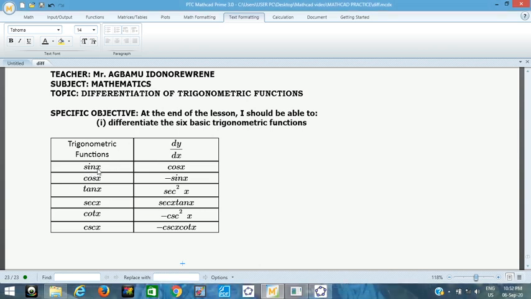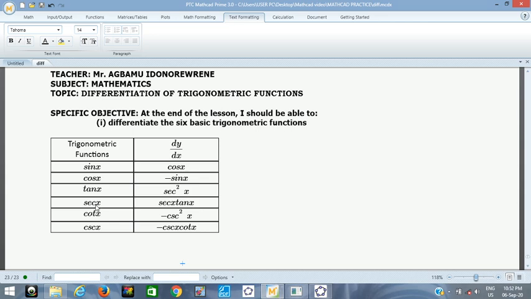You can see sine x, dy/dx. When you differentiate sine x, dy/dx is going to give you cos x. When you differentiate cos x, dy/dx is going to give you minus sine x. And when you differentiate tan x, it's going to give you sec square x.